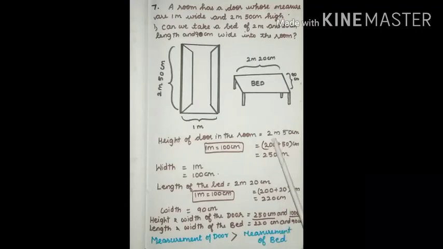So after converting meter into centimeter, what answer you will get? Yes, the height of the door in the room is 250 centimeter. And the width of the door is 1 meter. As we already know that 1 meter equal to what? Yes, 100 centimeter. And the length of the bed equal to 2 meter 20 centimeter. Again we have to convert this meter into what? Centimeter. 2 meter as 200 centimeter. 200 plus 20 equal to 220 centimeter. Width equal to 90 centimeter.